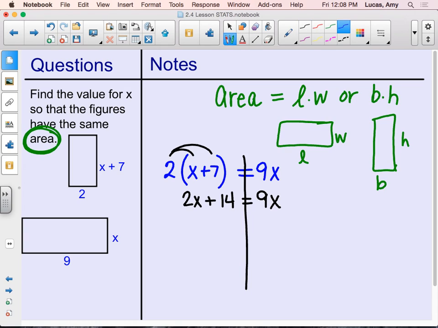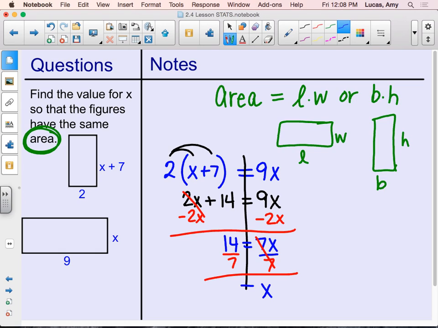I've got a variable on each side, so I'm going to subtract the 2x, my smaller one. Remember, I wouldn't want to subtract the 9x because it's all alone anyway. So 14 equals 7x, and I can divide by my 7. So x equals 2.